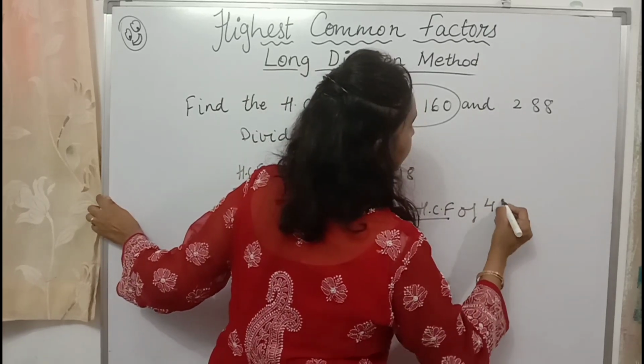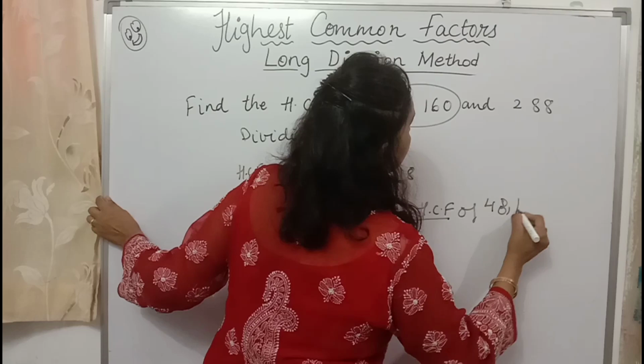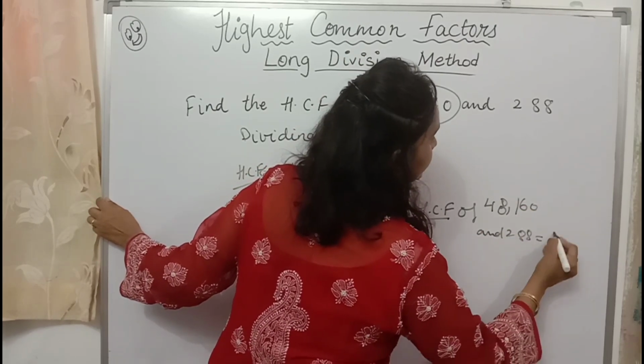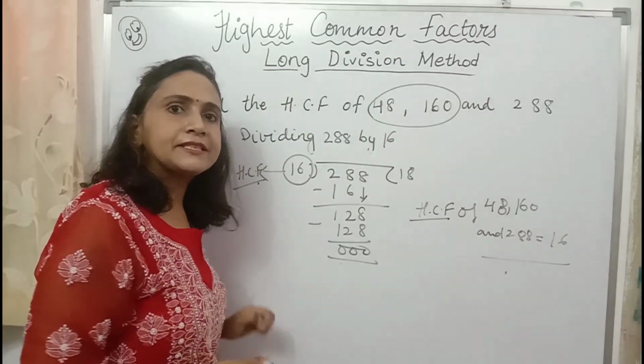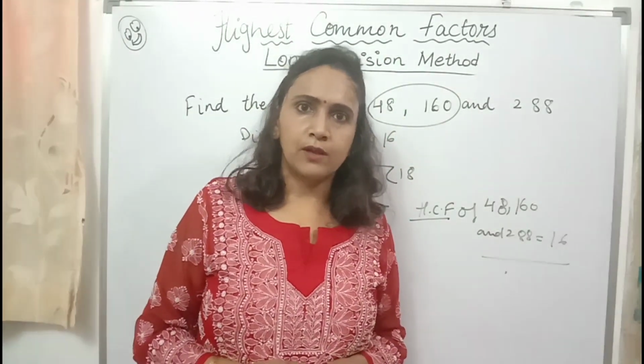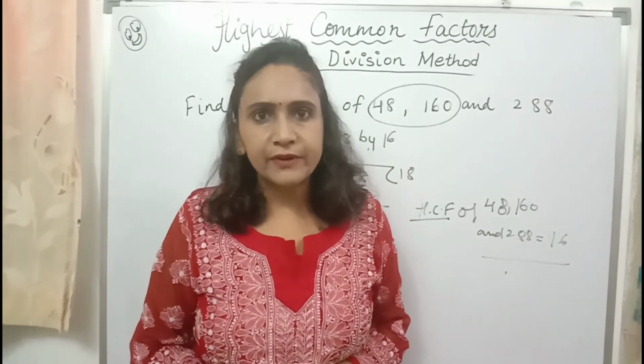HCF of 48, 160 and 288 is 16. Now this is the HCF of all 3 numbers. So I hope you have understood the concept. Now you can do it very well.